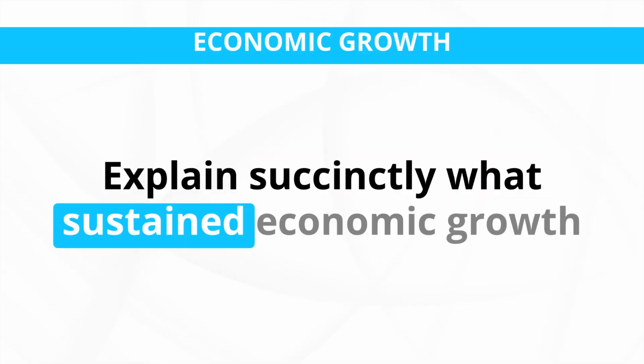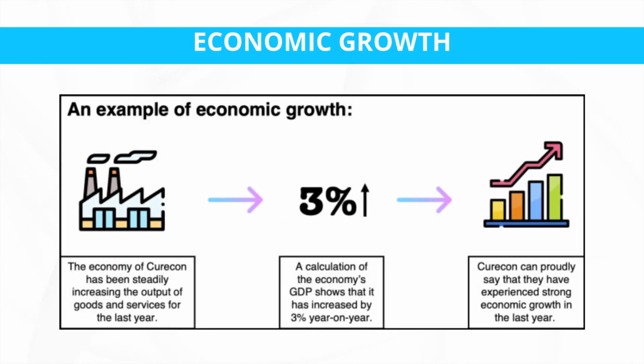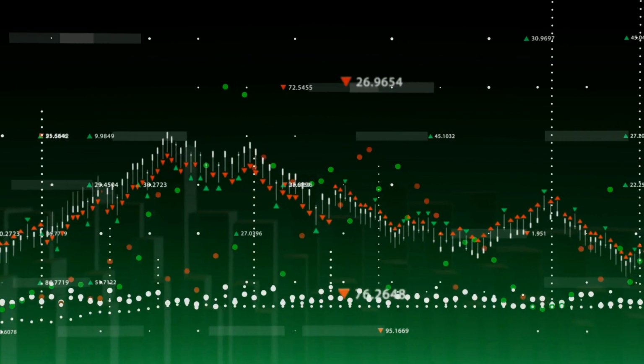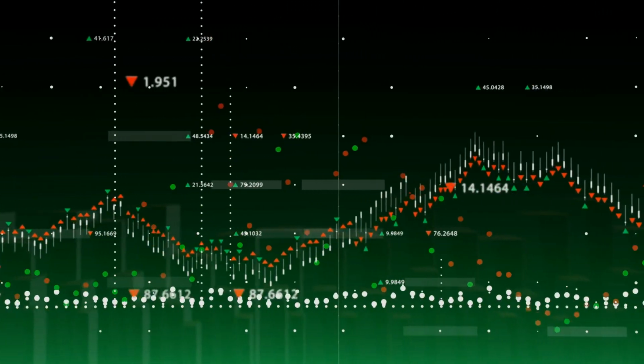Explain succinctly what sustained economic growth is from first principles. Sustained economic growth refers to a consistent, long-term increase in a country's real gross domestic product (GDP) over an extended period. It signifies a continuous expansion of a nation's economy, leading to increased production, consumption, and overall economic activity.